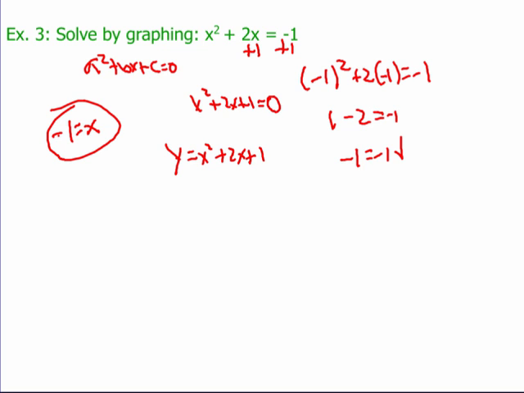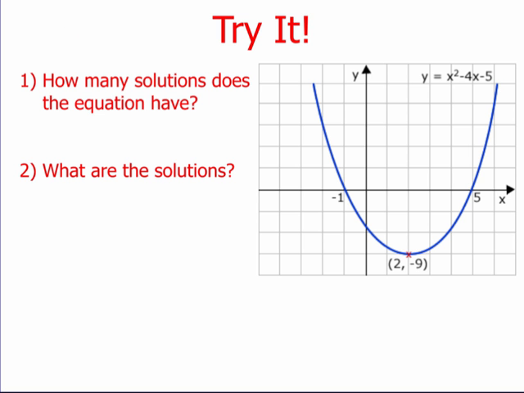So, your try it problem for tonight, I have given you a graphed quadratic here. This is the graph of y equals x squared minus 4x minus 5. You have to do two things for your try it problem. Tell me how many solutions this equation has, and what are those solutions?